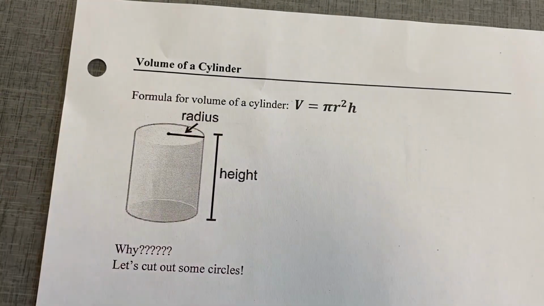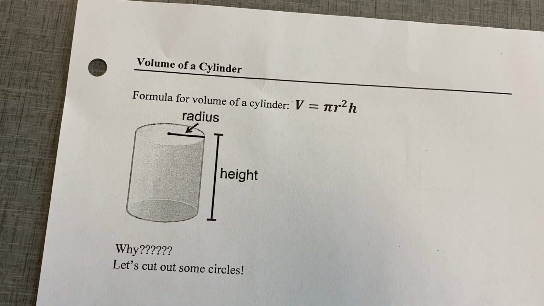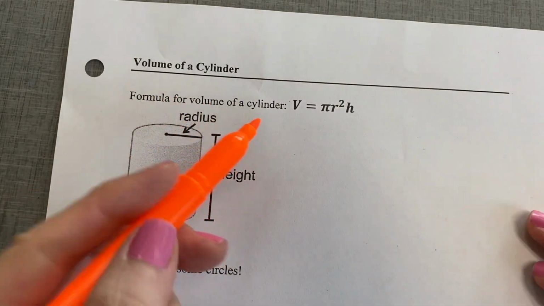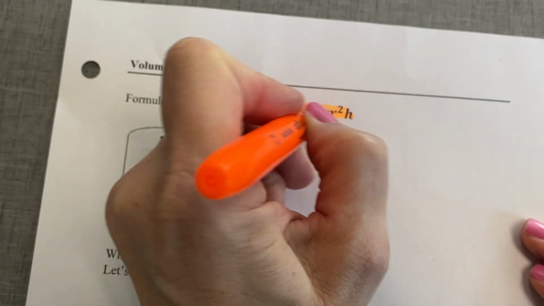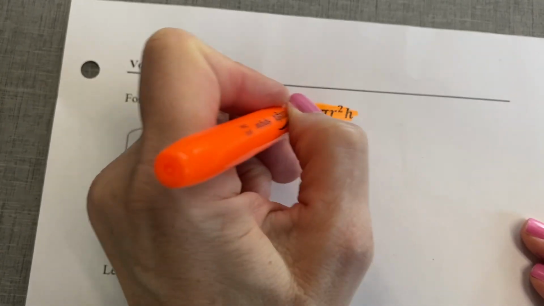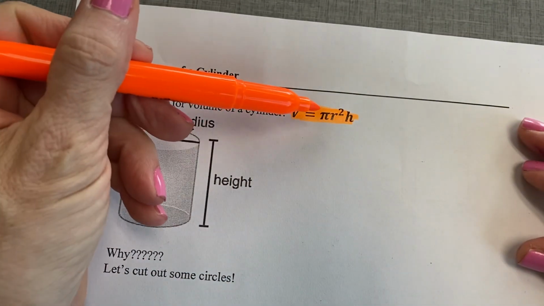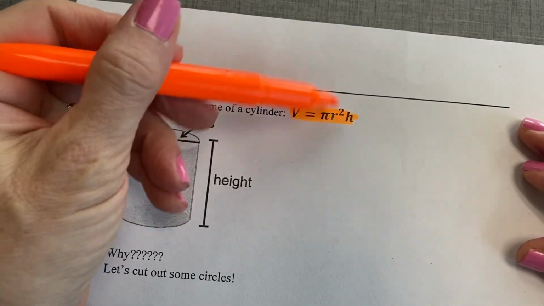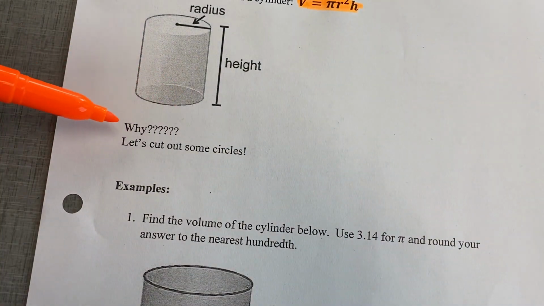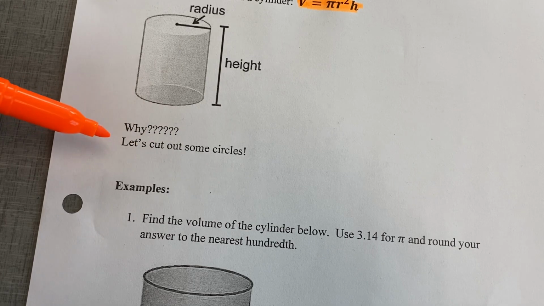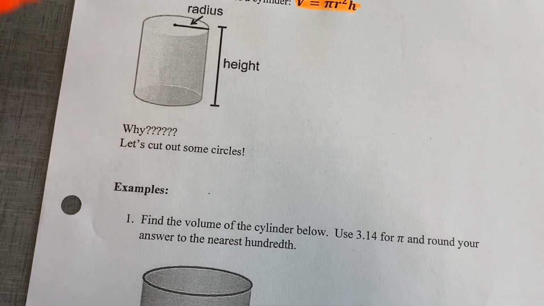So here's the formula. I'm going to highlight it. We just talked about it. The formula for the volume of this cylinder, it's actually easier than the formula we did yesterday for surface area. So volume is pi r squared, which is the area of one circle, moved through the height. Okay, the why has already been answered. I said, let's cut out some circles, but I kind of took care of that yesterday.